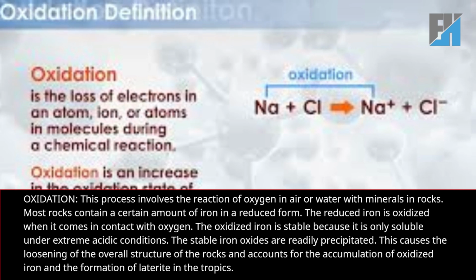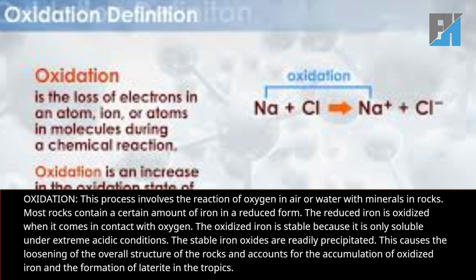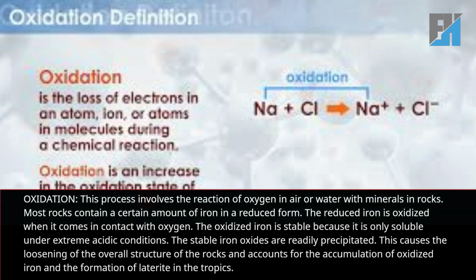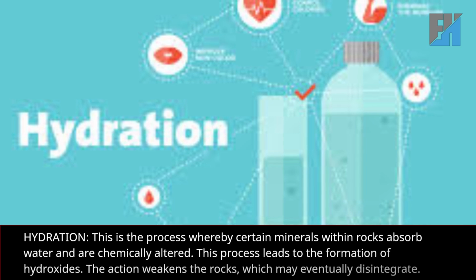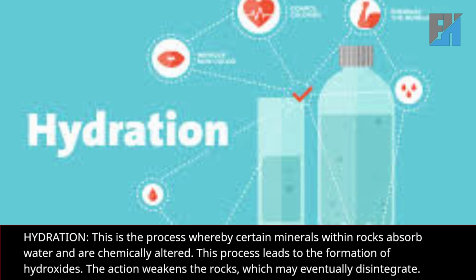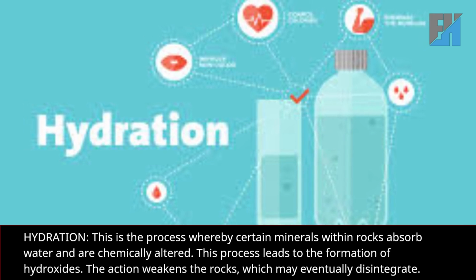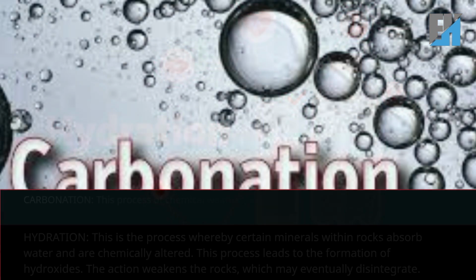This causes the loosening of the overall structure of the rocks and accounts for the accumulation of oxidized iron and the formation of laterite in the tropics. Hydration. This is the process whereby certain minerals within rocks absorb water and are chemically altered. This process leads to the formation of hydroxides. The action weakens the rocks, which may eventually disintegrate.